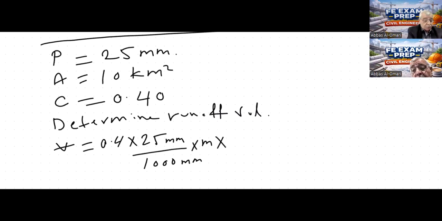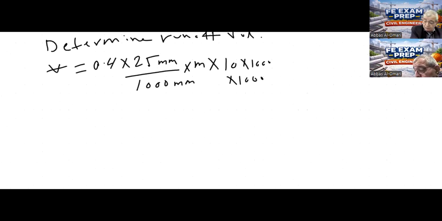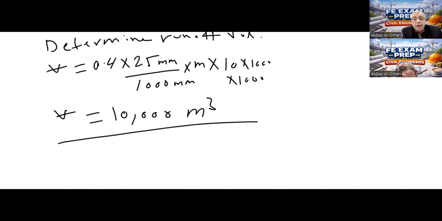So we have the area in kilometers square. So 10 kilometers square by 1,000 by 1,000, which is 1,000 meter per kilometer. So if we do the calculation, we have volume equals 10,000 cubic meter. So this is the volume of the runoff all over the catchment.